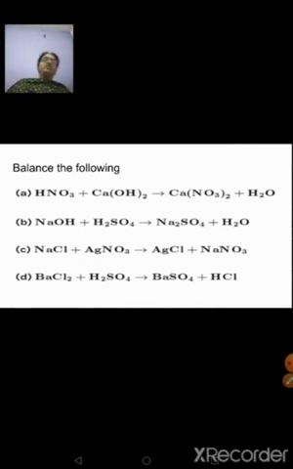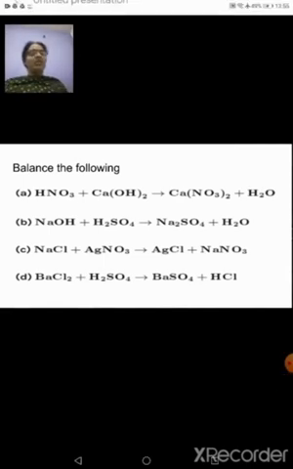Next equation you see, barium chloride, BaCl2 plus H2SO4 gives BaSO4 plus HCl. On the left hand side, H2SO4. And on the right hand side you have HCl. And chlorine here it is Cl2. There it is only 1. So how will you balance this? Very easy.